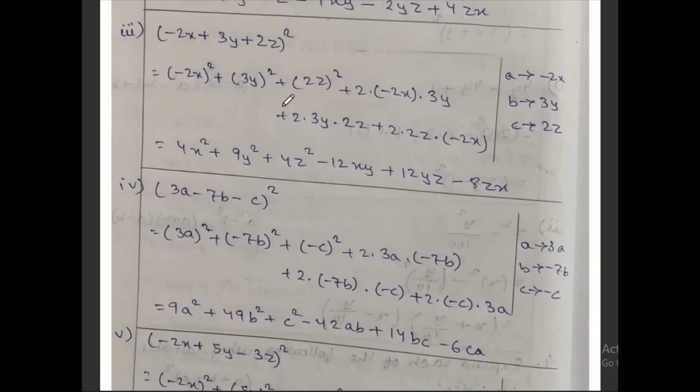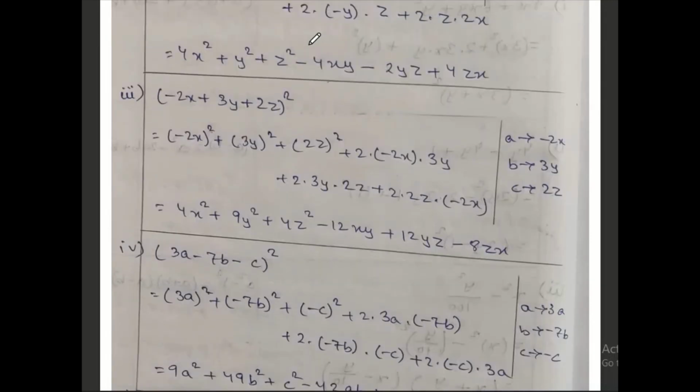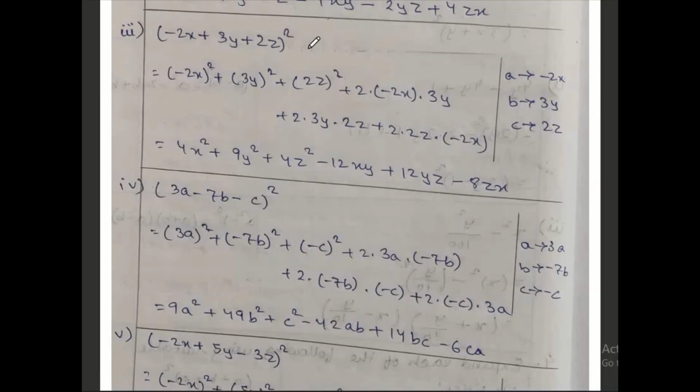Now, question number 3. Minus 2x plus 3y plus 2z bracket and whole square. Here also you can select a is minus 2x, b is 3y, c is 2z. So make it a square, that is minus 2x whole square, plus b square, that is 3y whole square, plus c square, that is 2z whole square. Let us write after this plus 2ab, a is minus 2x, b is 3y, plus 2bc, 2 into 3y into 2z, plus 2ca, 2 into 2z into minus 2x.